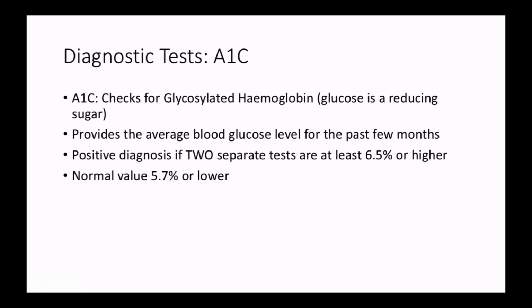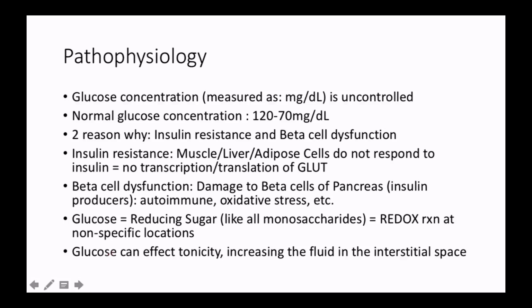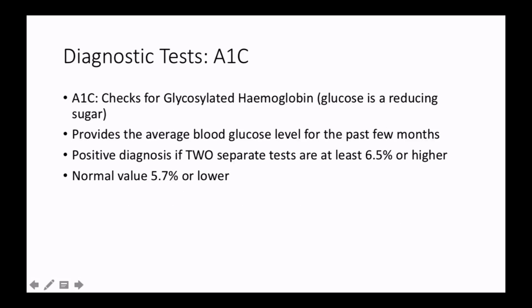So for the first diagnostic test, it's called an A1C, and what we're doing is, if we were to go back here, when I mentioned glucose being a reducing sugar, we're checking for that. We're checking to see if glucose has reached a high enough concentration to where it's starting to really glycosylate a lot of hemoglobin molecules in your blood. And the reason why this is really good is this can provide about the average blood glucose levels within the past few months. So this is usually the first test that they're going to run if a doctor suspects diabetes.